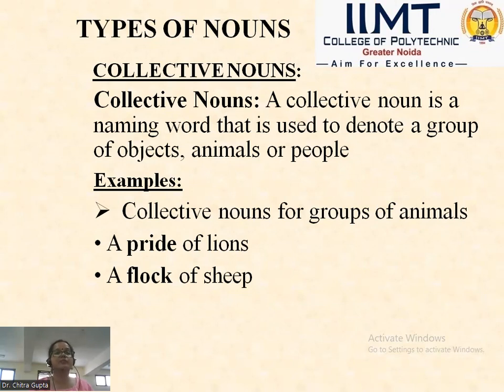Pride is a group of lions. A flock of sheep. Flock is a group of sheep. It's a name given to a group of sheep. A collection of sheep is known as a flock of sheep.